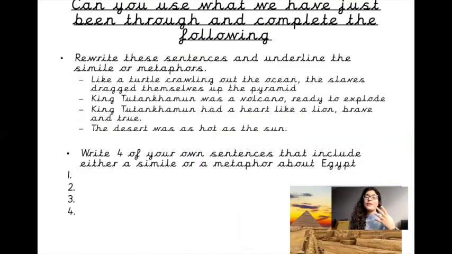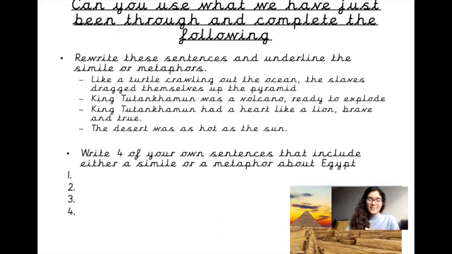Can you use what we have just been through and complete the following? Rewrite these sentences and underline the simile or metaphors. Sentence number 1. Like a turtle crawling out the ocean, the slaves dragged themselves up the pyramid. Sentence number 2. King Tutankhamun was a volcano ready to explode. Sentence number 3. King Tutankhamun had a heart like a lion, brave and true. And sentence number 4. The desert was as hot as the sun.